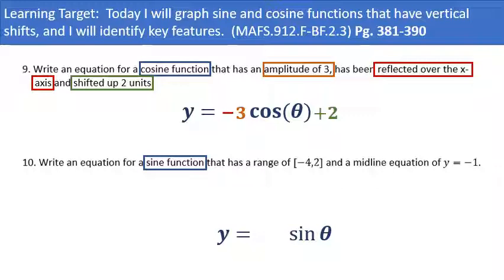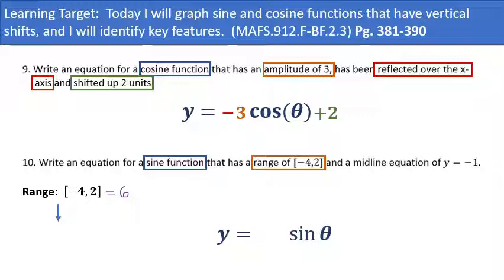Now the next piece is a little more tricky. They say it has a range of -4 to +2. Let's think about what we know about that. -4 to +2. How many units is it? If you start at -4 and you end up at +2, that's a total of 6 spaces. -4 to 0 is 4, 0 to 2 is 2, 4 and 2 is 6.